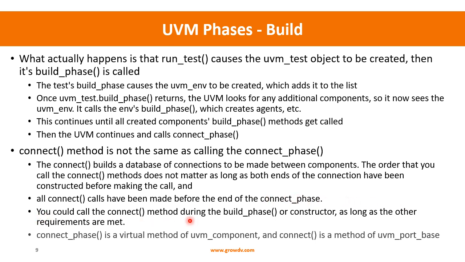Now you could call the connect method during the build phase or the constructor, as long as other requirements are met. Other requirement meaning as long as those objects are available, then you can call connect within the build phase. That is possible. We are talking about connect, we are not talking about the connect phase. The connect phase is a virtual method of UVM component, whereas connect is a method of UVM port base. So these are a few points that sometimes can confuse, and this is the summary to clarify them.